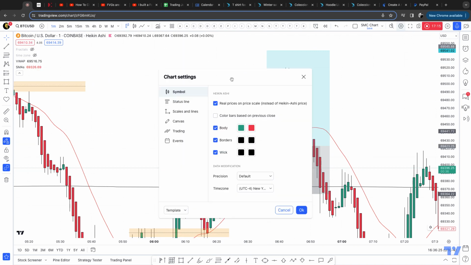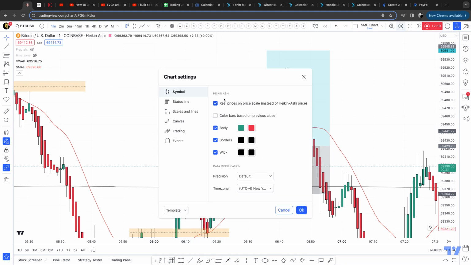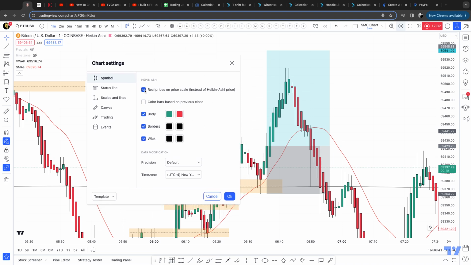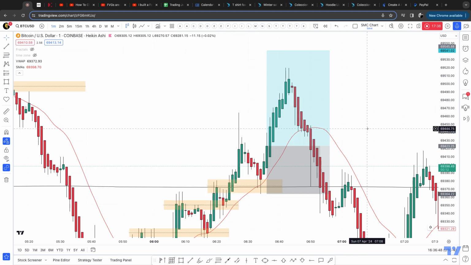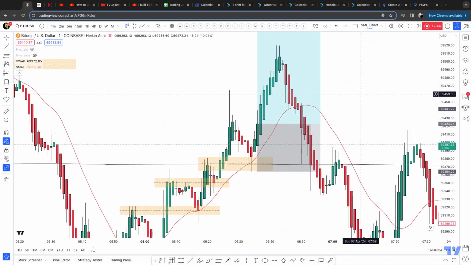Let's go to settings. I'm going to right click, very important, right click the chart, go to settings, and right here on symbol, I want you guys to activate this real price on price scale instead of Heikin-Ashi price, okay? Why? Because sometimes the normal Heikin-Ashi candles don't show the real price, but if you click on this one, it will start showing the same price. So when the candle closes like that, that's the actual real price, okay? So hope it makes sense.